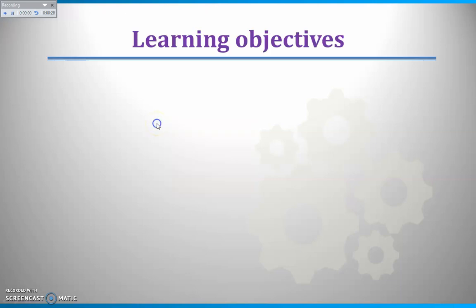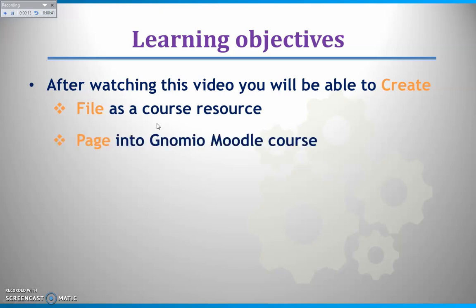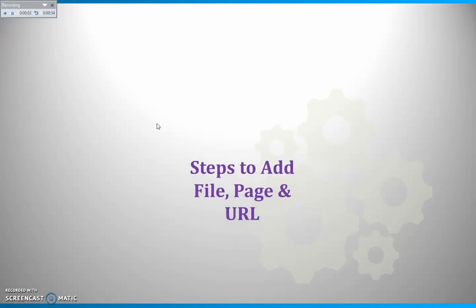Now let us see the learning objective. After watching this video, you will be able to create a file as a course resource. You will be able to create a page in the Genomio Moodle course. You will be able to create a URL to provide a web link resource. Now let us see the different steps to add file, page and URL.